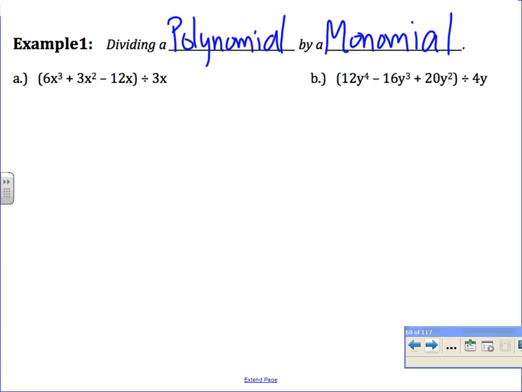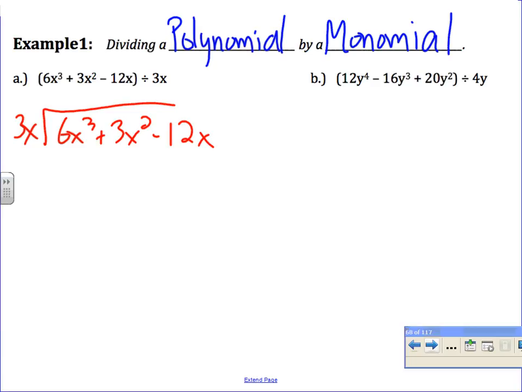Anyone have any ideas for letter A? If we're taking a polynomial and dividing it by a monomial, what's one method or strategy, Luke B, that we could use? Okay, good. We could use long division. What else could we use? Anastasia? Yeah, you could just divide in your head. So you could use long division, which, let me show you, would look like this. Okay? So there's one way.